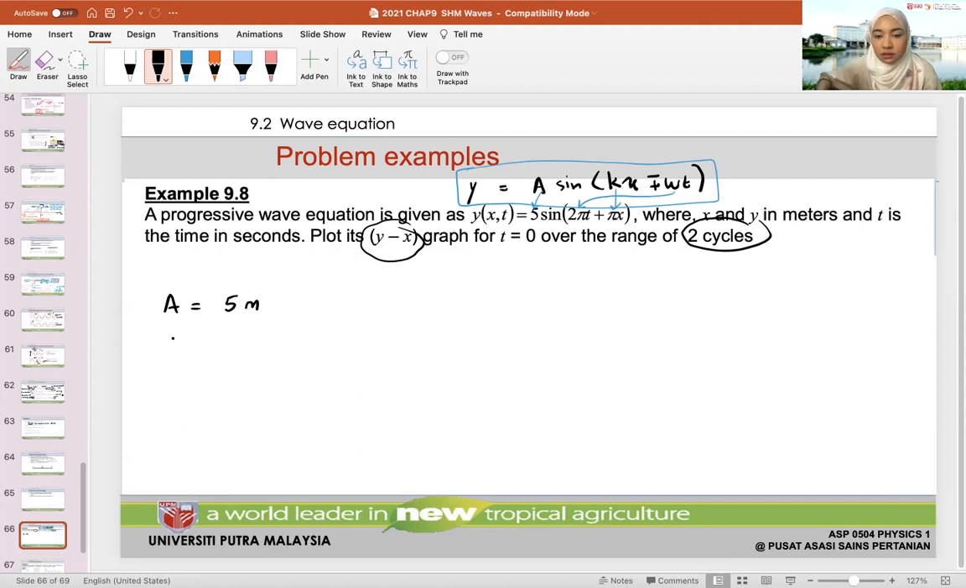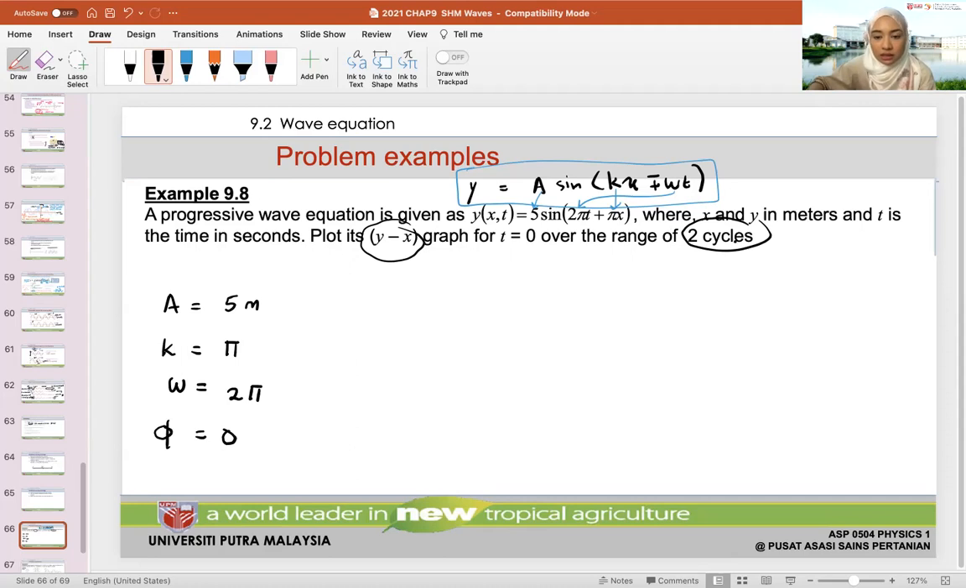And then what next? We have k. K is pi, 2 pi over lambda. Okay, never mind. K is pi. And then we have our omega is 2 pi. And then what other info do we have? Phi is not there, so it's zero. Ada lagi tak? Okay, tak ada, tu saja.